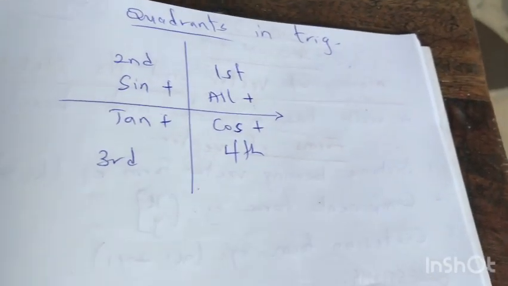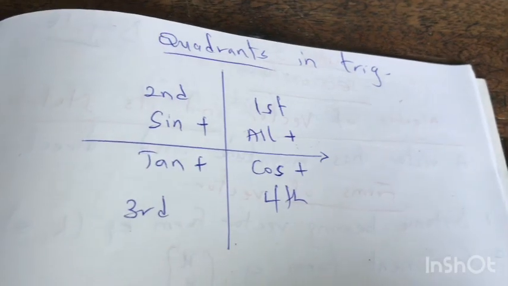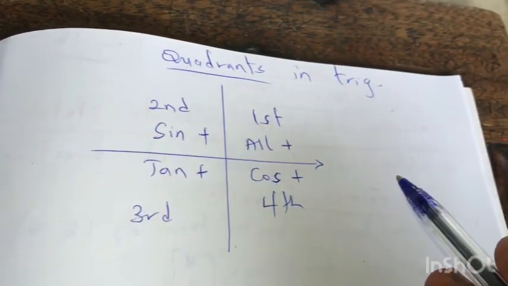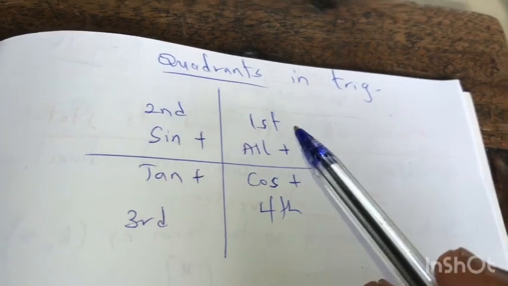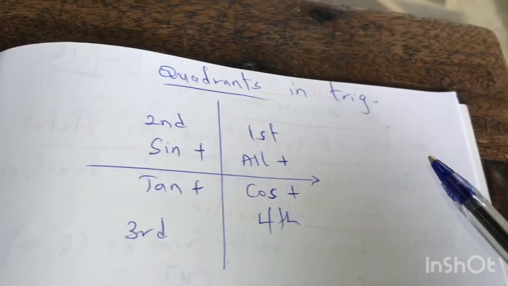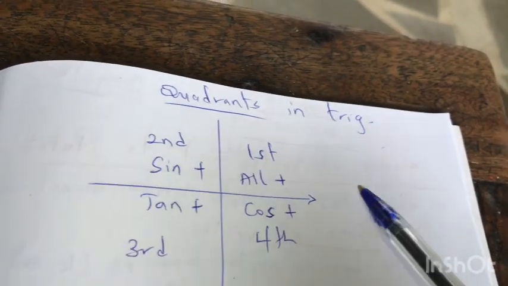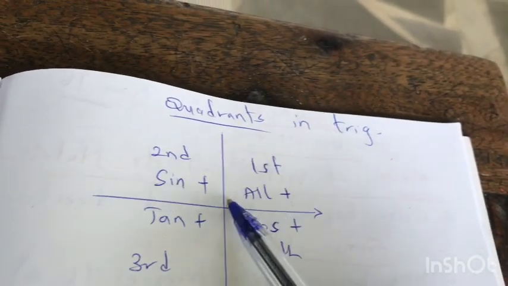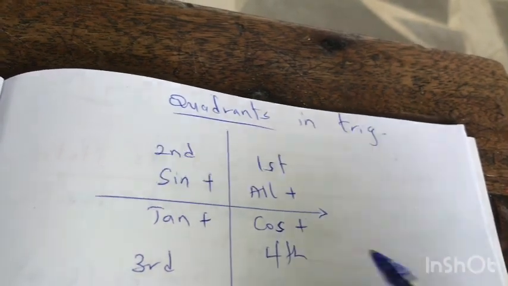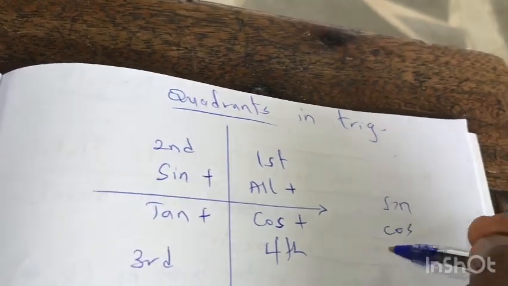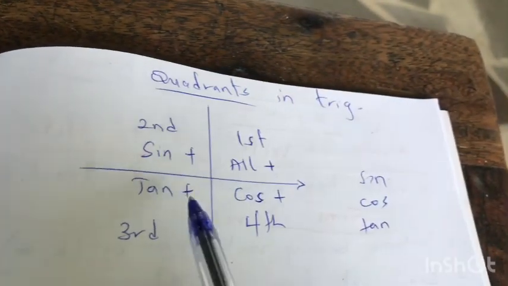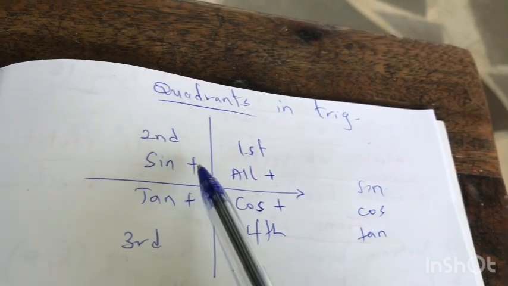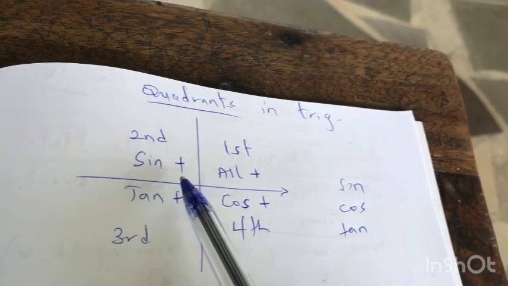Let's move to the last one for today. We have 4 quadrants in trigonometry: 1, 2, 3, 4. We start from this place. This is the first quadrant. We say all students take coffee. In the first quadrant, all the trig ratios, sine, cos, and tan, are positive. In the second quadrant, only sine is positive. The rest are negative.